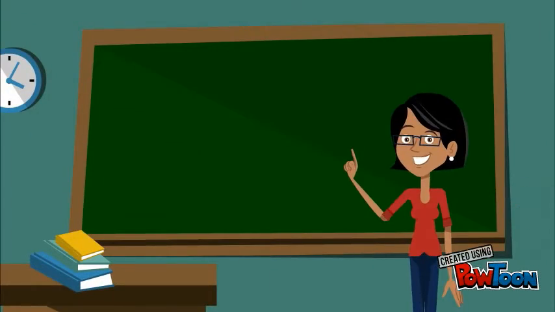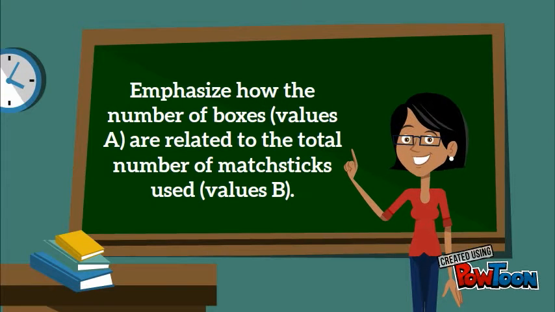Using this matchbox example, the teacher needs to emphasize how the number of boxes is related to the total number of matchsticks used. This is to show that the two sets of values are related to one another. And this is basically what algebraic thinking is.